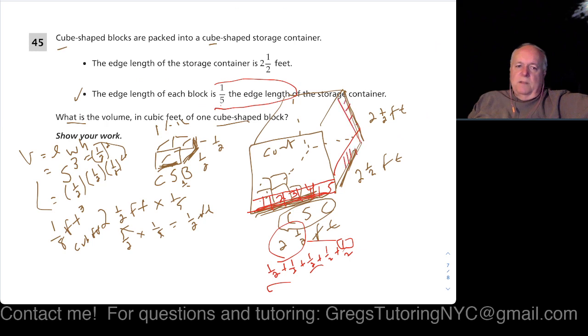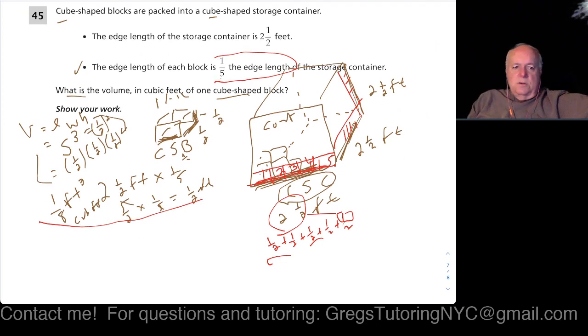All right? So the other solution would have been to do 2 and a half cubed. There's a couple ways to do that. We could have converted it to 5 halves cubed. So that would be 5 times 5 is 25, 25 times 5 is 125. You guys should know that. And 2 times 2 times 2 is 8. So we get 125 over 8 cubic feet.